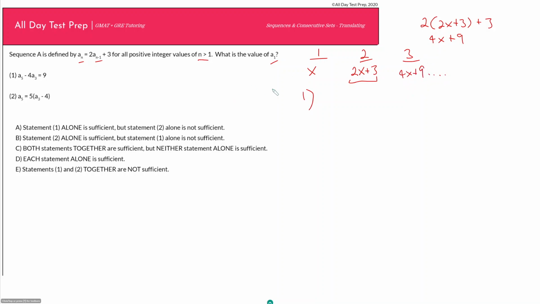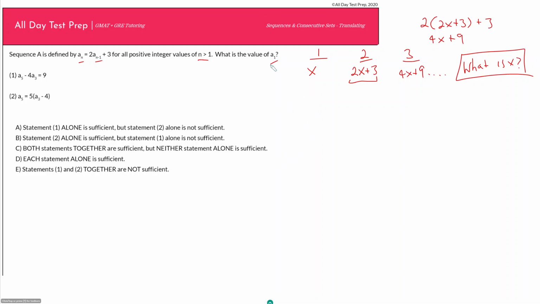And so on and so on. So if I translate my sequence this way, now my question is, instead of looking for a sub 1, I'm just looking for x.